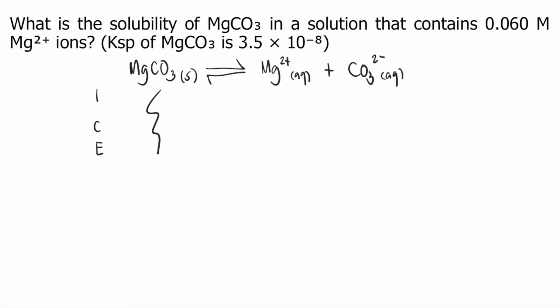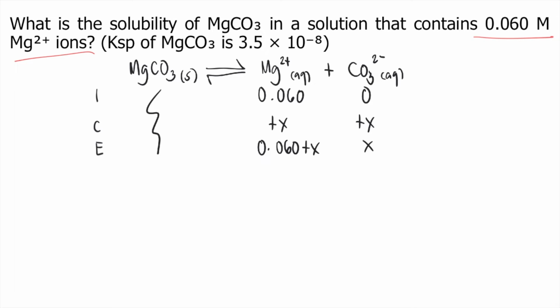According to the problem, the initial concentration of magnesium 2 plus is 0.060 molar. And for CO₃²⁻, that's 0. For change, or C, since these are products, we put plus X for magnesium 2 plus and plus X for carbonate. So for equilibrium, that's 0.060 plus X for magnesium 2 plus and X for carbonate.